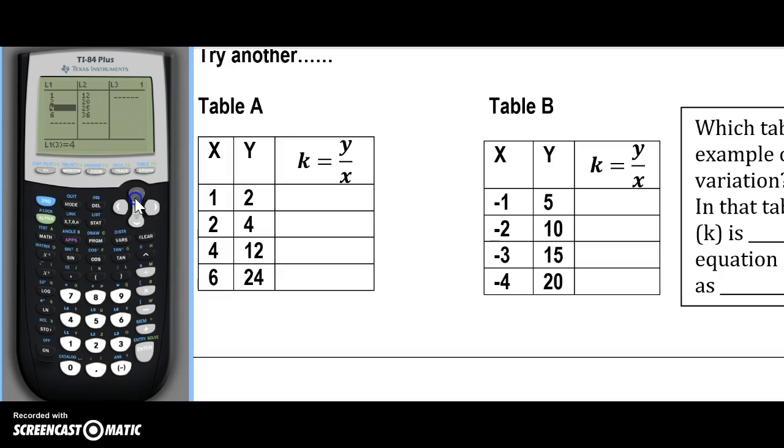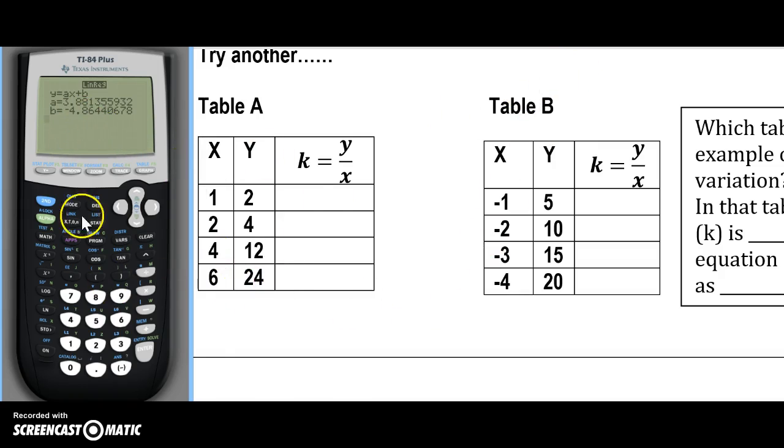I'm gonna go back up. Type in my Y values going in L2: 2, 4, 12, and 24. So look, here we go. I'm gonna go back to stat, go over to calc, hit number 4, see what it's gonna give me. Oh, look, I got 2 numbers here. So guess what? This table A is not gonna be direct variation. It's not gonna be proportional because I have something for my letter B right here.